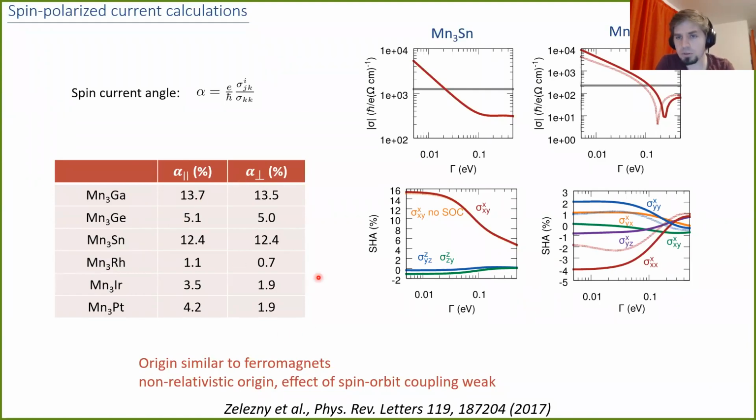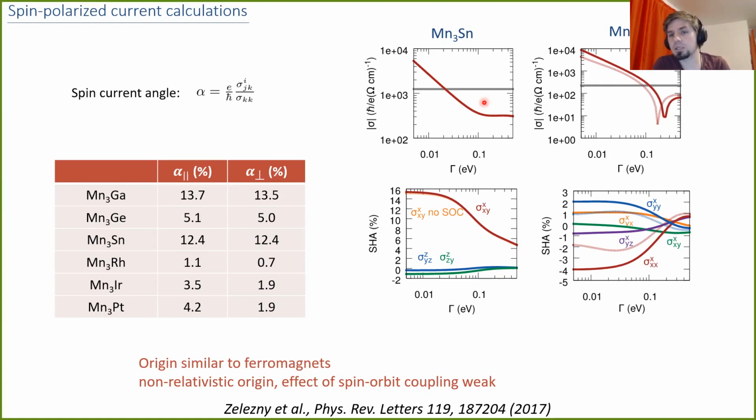There are also large transverse currents, but those are not so important here. What we show here is the dependence on gamma, the parameter that describes disorder. This is a logarithmic plot, so you see this is something that's strongly sensitive to disorder. This is exactly the same as for normal conductivity.